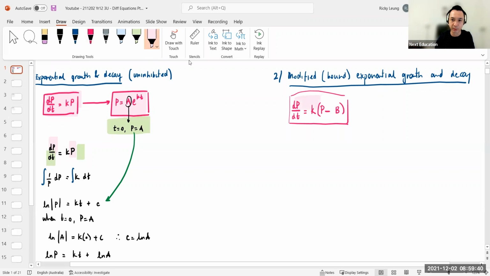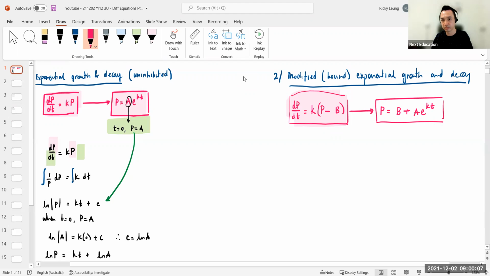And similarly, if you heat something up in an oven, one you'll see later, one of my favorite questions, is the turkey question from the 2008 HSC. The oven temperature becomes the value of b. Now, the solution for this modified exponential growth in k has the same sort of structure as exponential, but we have this constant sitting outside. Interestingly, this is a really interesting point.